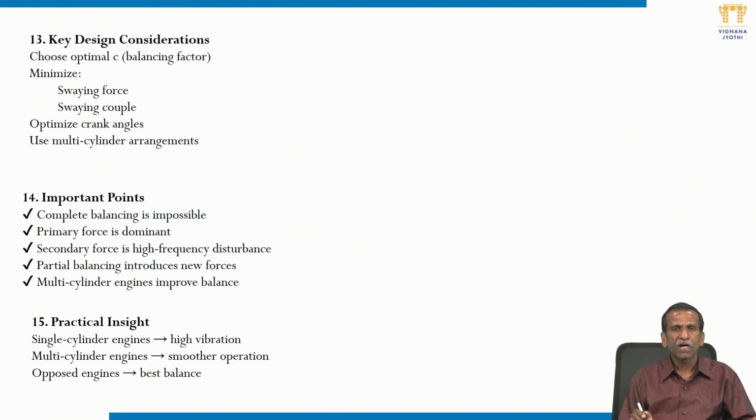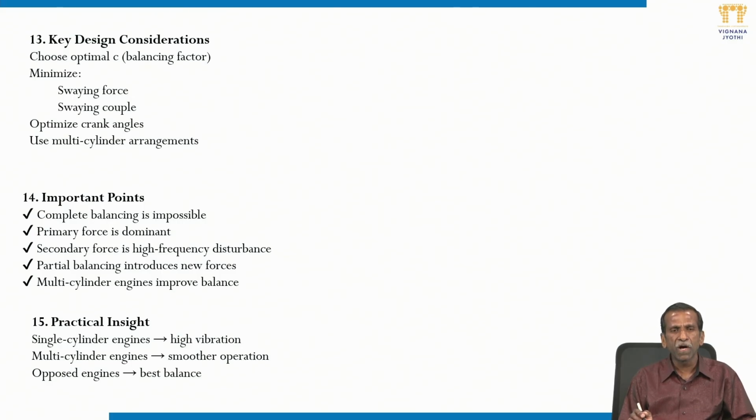So what are the key design considerations we need to take? Choose optimal balancing. That means, while choosing the value of C, the fractional amount of balancing mass required, we need to understand the complete design, how we can take the optimal value of C. It should minimize the swaying force, which leads to swaying couple. So optimize crank angles, but we need to use a multi-cylinder arrangement only.